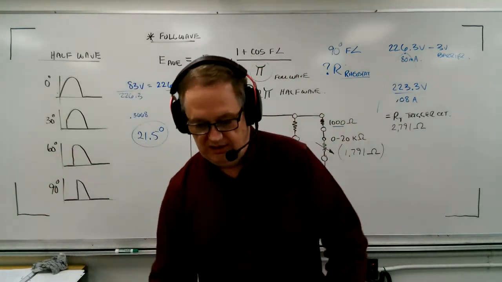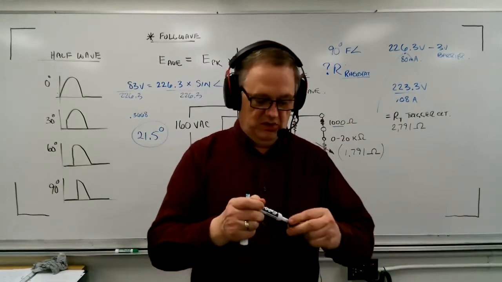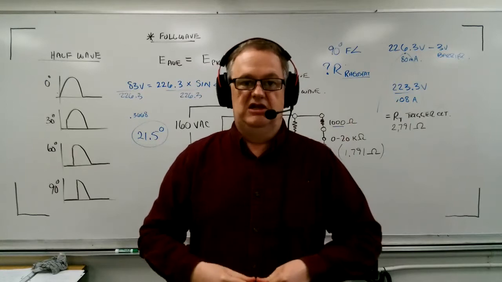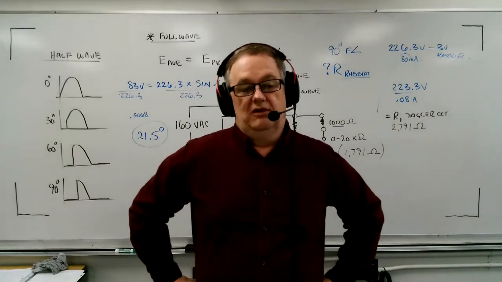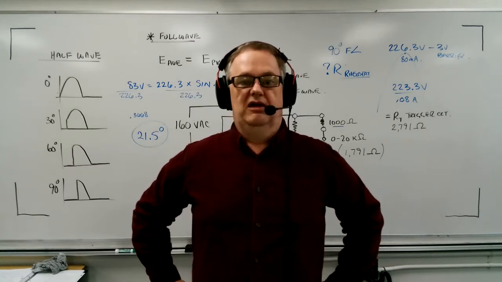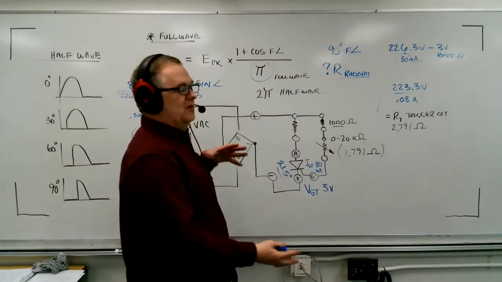So that's how we calculate it. Actually kind of shows you both variables. What do you do if you have the firing angle and you need to know the resistance? And the other one is, what happens if you know the resistance and you want to know the firing angle? So we can work it both ways.